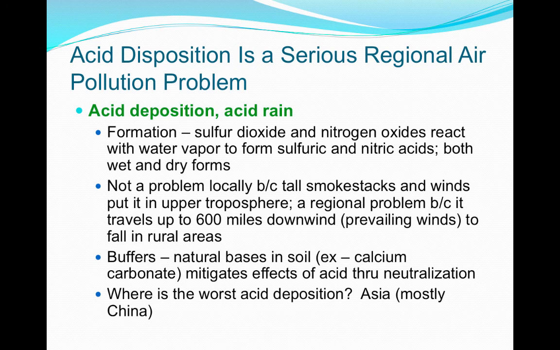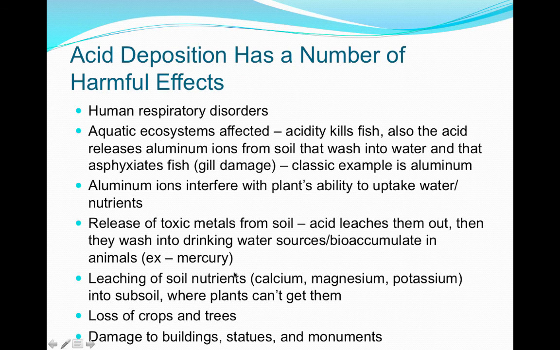All right, so it can deposit as rain, snow, sleet, hail, or also as dry particles, as a salt. Give some examples of its form. We've already talked about that. Where does acid deposition often fall? Again, thousands of kilometers away, like rural areas and forests. All right, number of harmful effects.